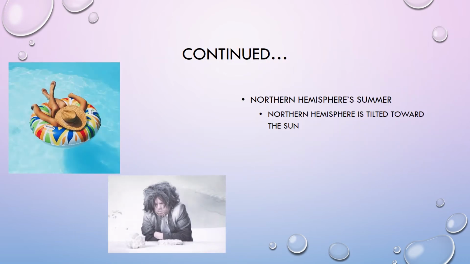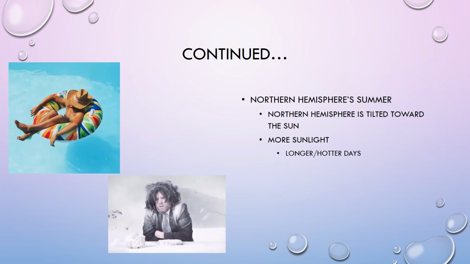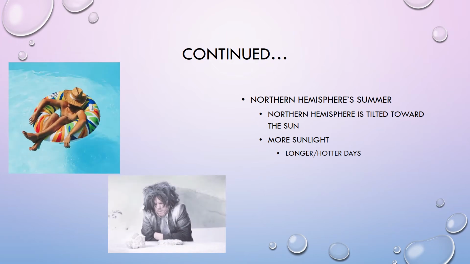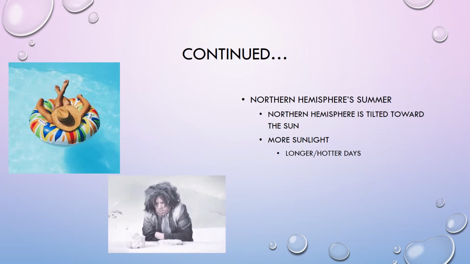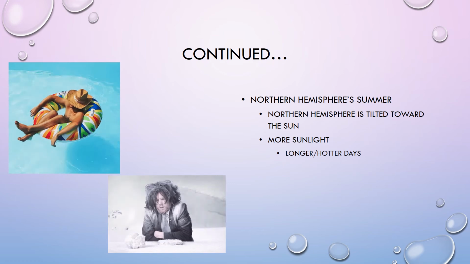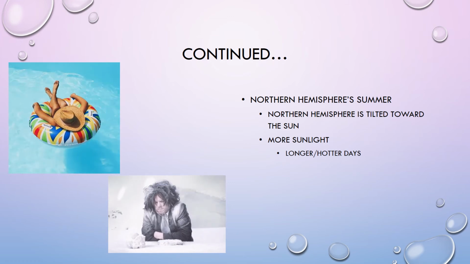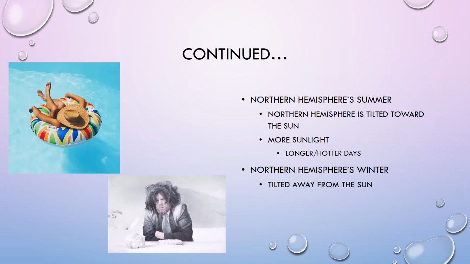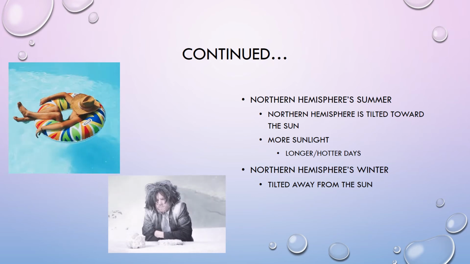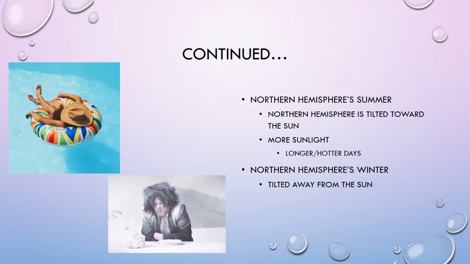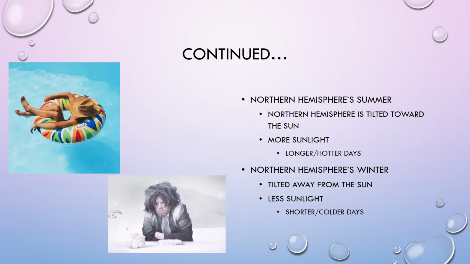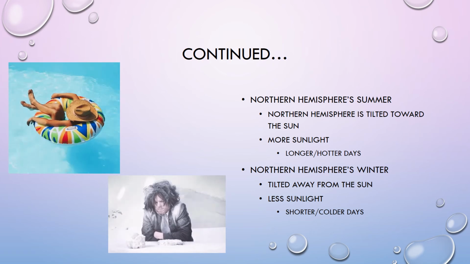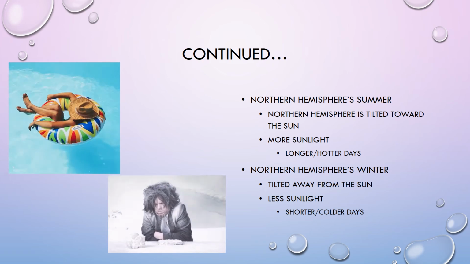So the northern hemisphere summer is when it's tilted toward the sun. When the northern hemisphere is tilted toward the sun, it gets more sunlight, giving it longer and hotter days. The northern hemisphere's winter, however, is when the northern hemisphere is tilted away from the sun. When this happens, it gets less sunlight and it has shorter and colder days.